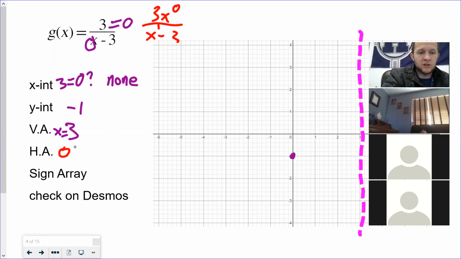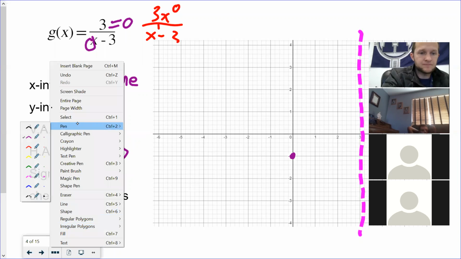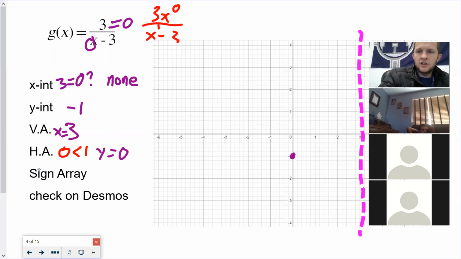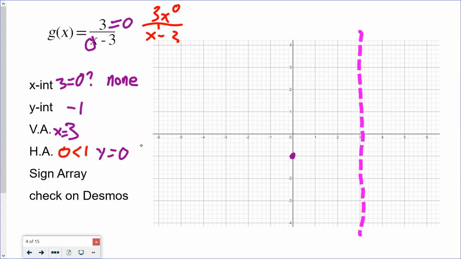If there's just a number, it's 0. And the degree of your denominator is 1. So since 0 is less than 1, what this means is that we're going to have the horizontal line y equals 0. So I am going to graph the horizontal line like that.